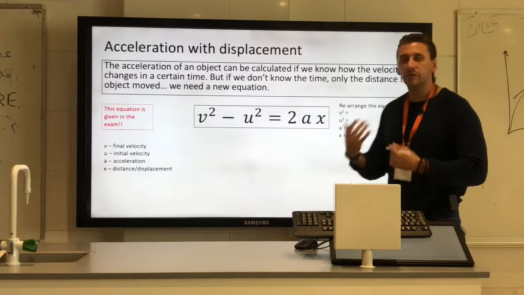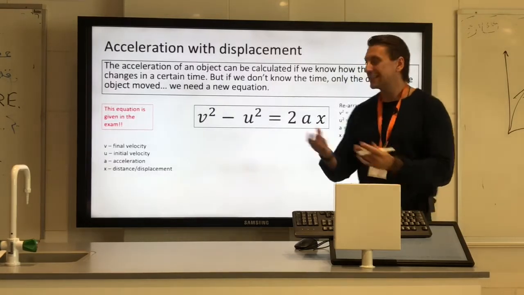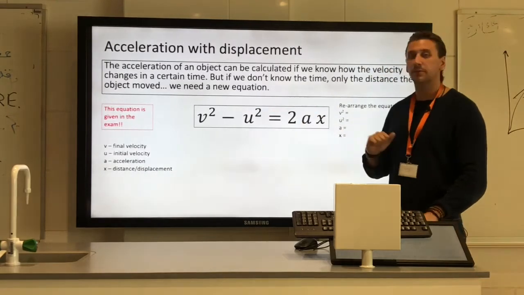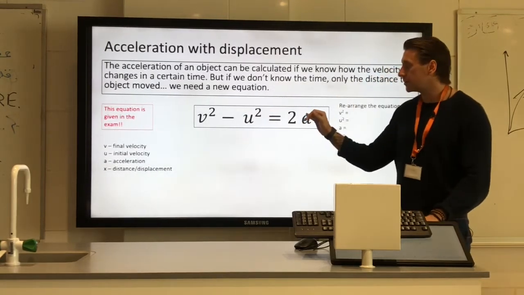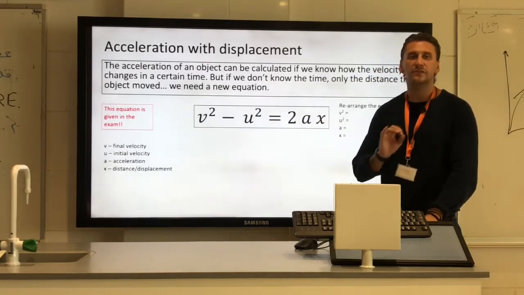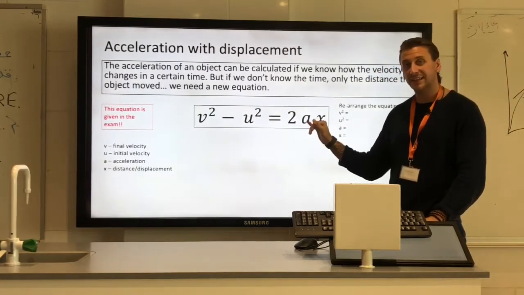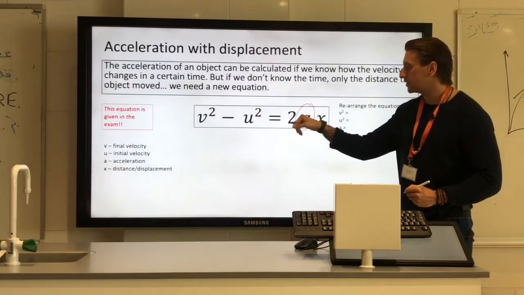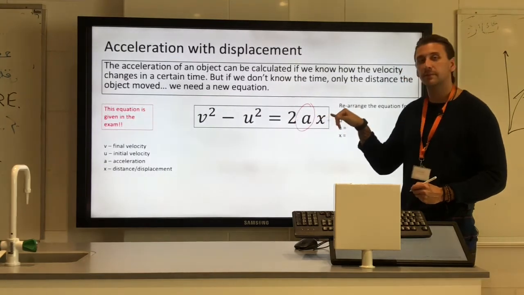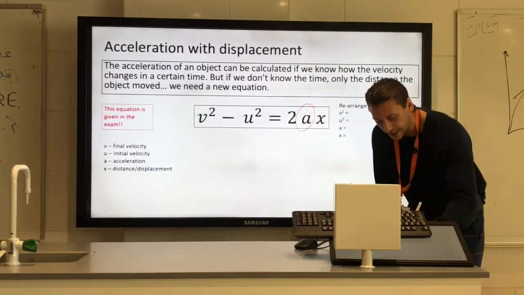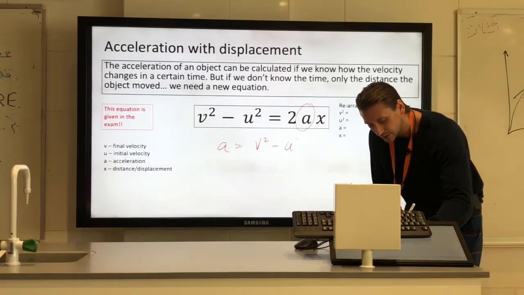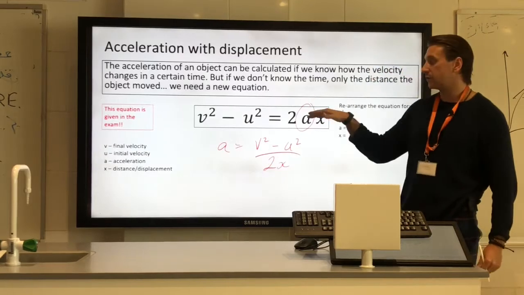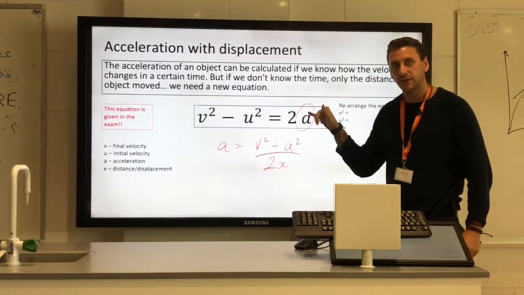Very quickly again, we have to rearrange every equation. This one is given to us, so it's nice and easy. We'll take it from the back of the exam. We still need to be able to rearrange. The most common rearrangements of this that they ask for in the exam are find a, the acceleration. So let's find a first. If they ask for a, all I need to do is divide, because it's times by 2 and it's times by x, so I just divide them. So a would be equal to v squared minus u squared, all divided by 2x.